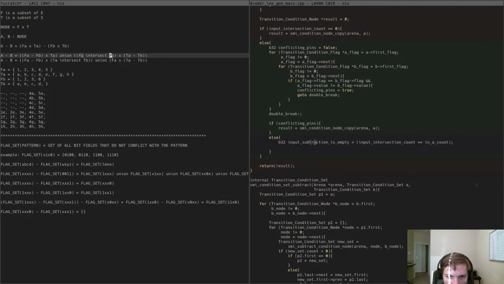If this intersection is equal to FA, then if that is true, we need to be able to do that subtraction. If it's not true, we also need to be able to do that subtraction, to figure out if the subtraction is empty. So we need to start thinking about that. When is the subtraction empty?